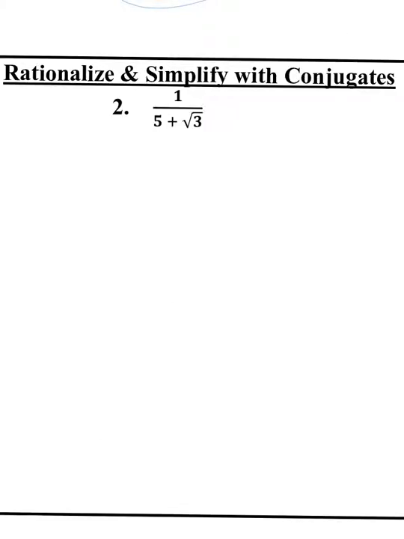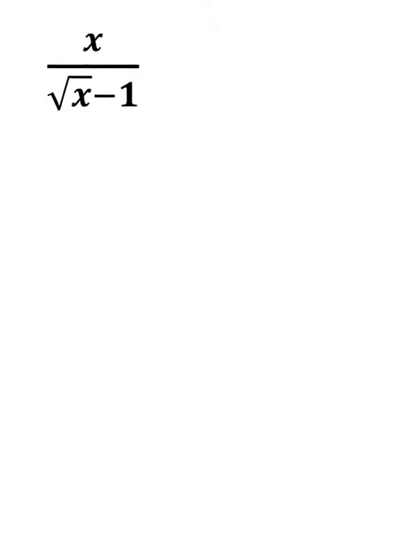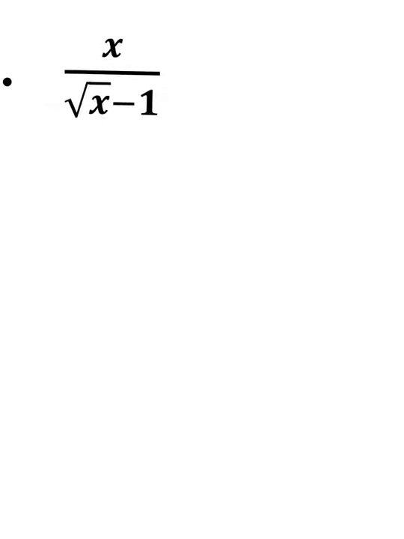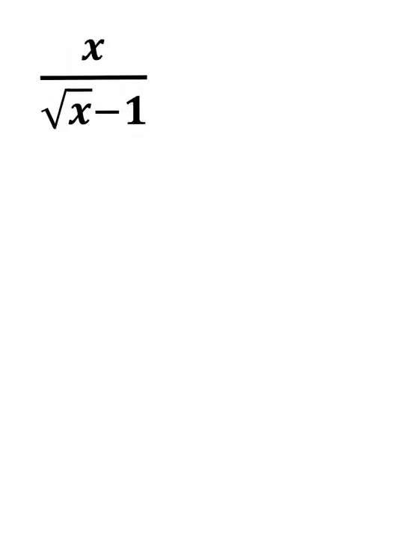Now this next section, we're going to rationalize and simplify with conjugates. So let me tell you what it means to do that. You have a square root sign on the bottom, and you can't have a radical on the bottom. So to get rid of that, all you do is multiply by the conjugate.